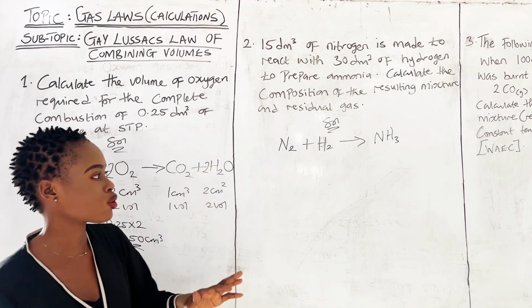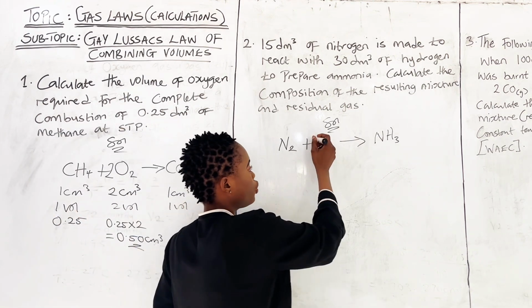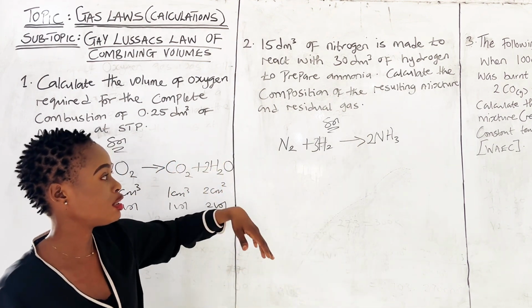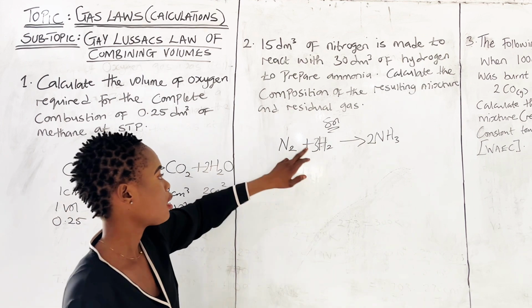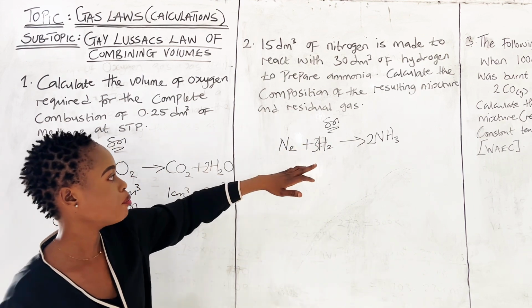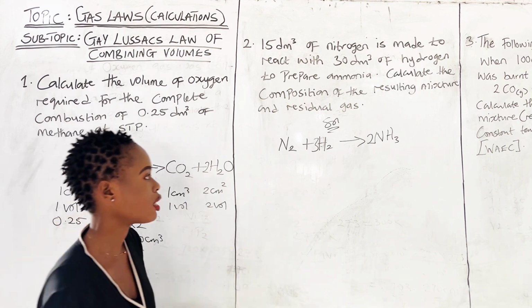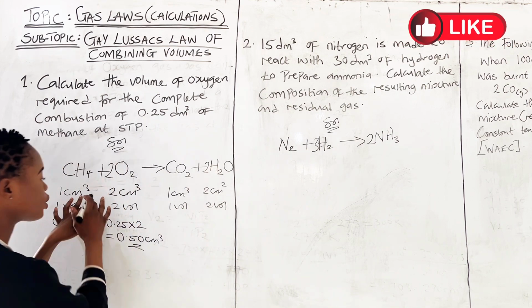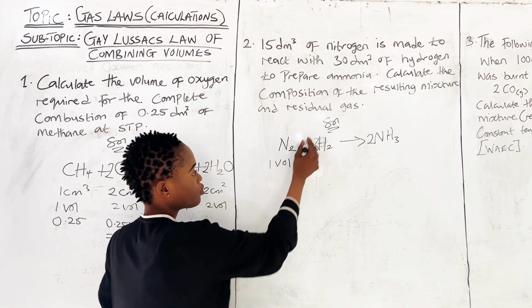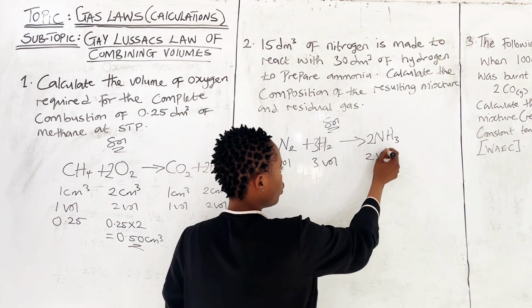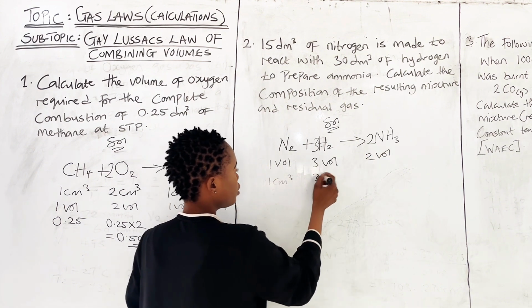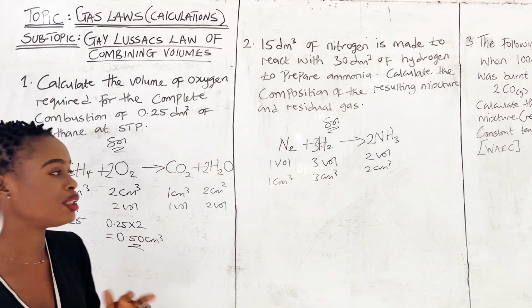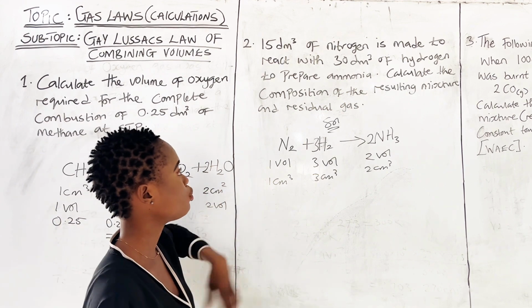So now that we've written our equation, it is to what? Balance. So that we don't waste time, you quickly put 3 here and 2 here. If you are good at balancing, you'll be able to determine that nitrogen on both sides is balanced, hydrogen on both sides is balanced, equally balanced. So now that we've balanced our equation, we can go back to the question. The first step is to write your volumes as we did here. So 1 volume, 3 volume, 2 volume. You can also say 1 cm cube, 3 cm cube, 2 cm cube. You can put that there, or you can totally omit it. No difference whatsoever.